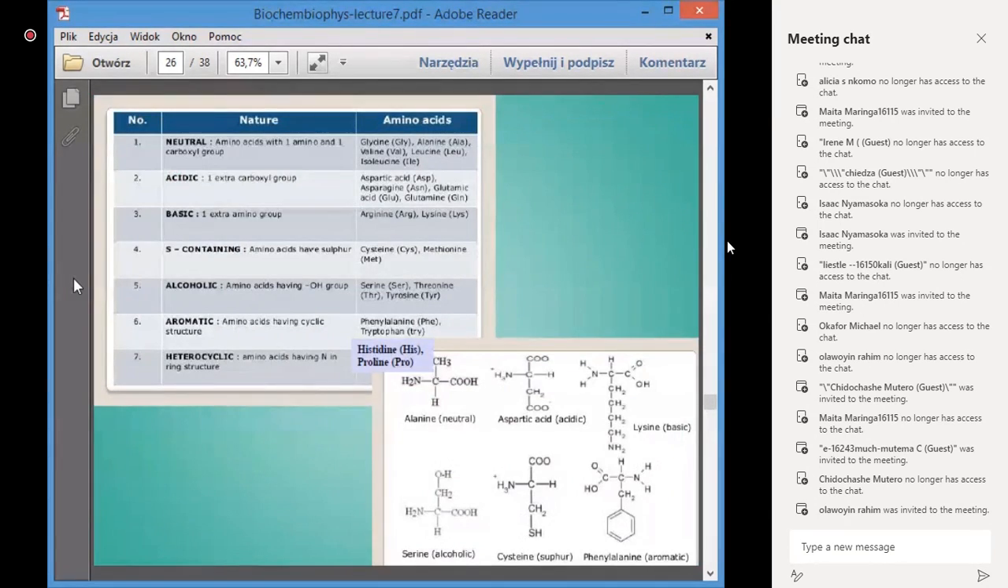And on the next slide, you can find this classification and the description of the nature of such amino acids, and as well the examples. So, in case of neutral amino acids, they have 1 amino and 1 carboxyl group, so 1 basic and 1 acidic group, and that is why they are neutral. And here we can find such amino acids like glycine, alanine, valine, leucine, isoleucine.